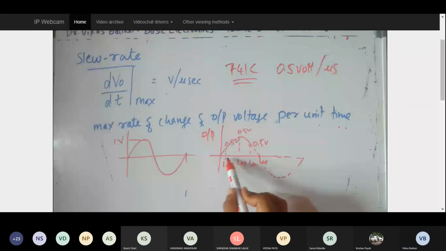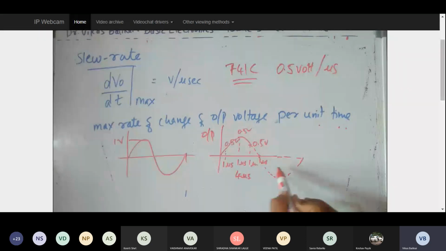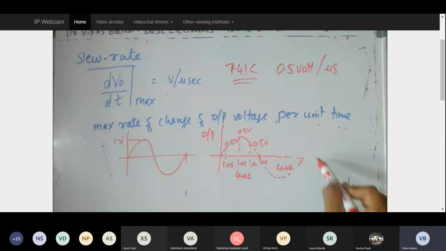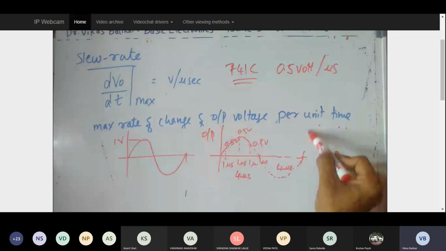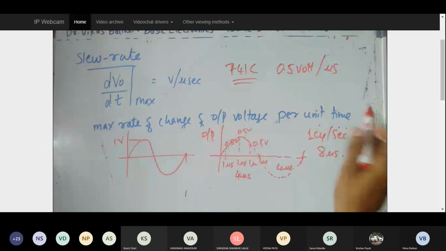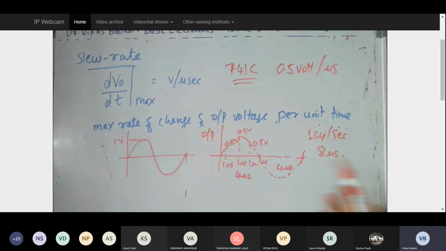So what is the total time duration? 8 microseconds. So for every 8 microsecond time unit, I'll be changing one particular cycle. So one cycle per second is 1 hertz. Now you can just calculate: one cycle per 8 microseconds, what will be the frequency? It will be 1 by 8 into 10 raised to 6. So 1 by 8 is somewhere around 0.166 into 10 raised to 6. So 0.166 megahertz. So that is the limitation.